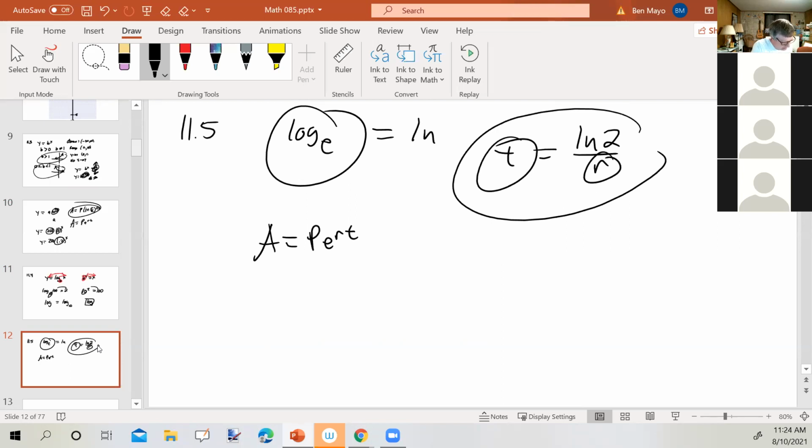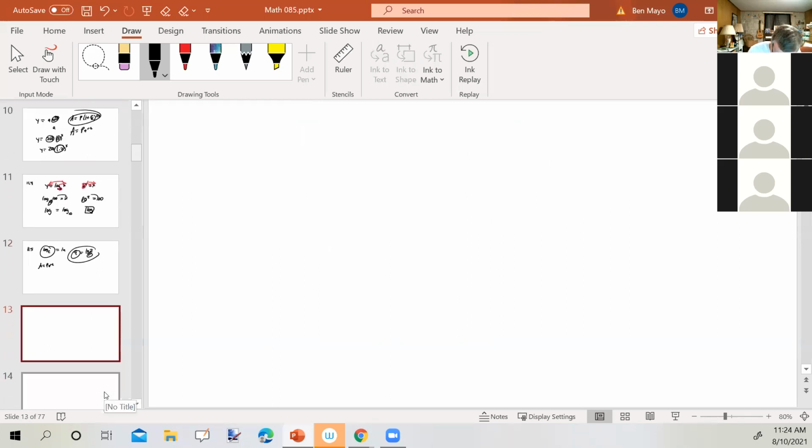Let's see here. Formulas. Okay, so as I mentioned, we've got this one. That's the compound interest formula.